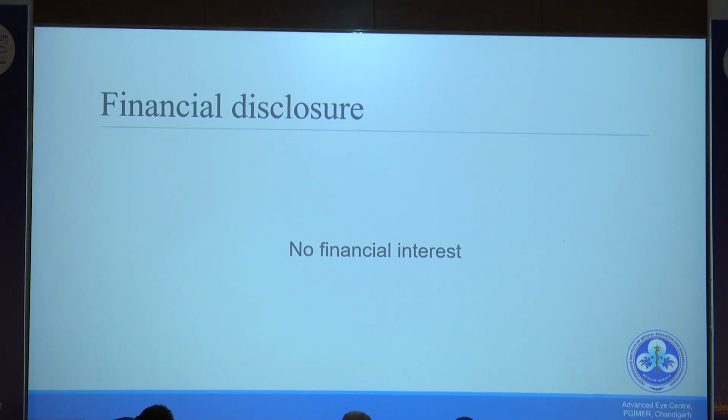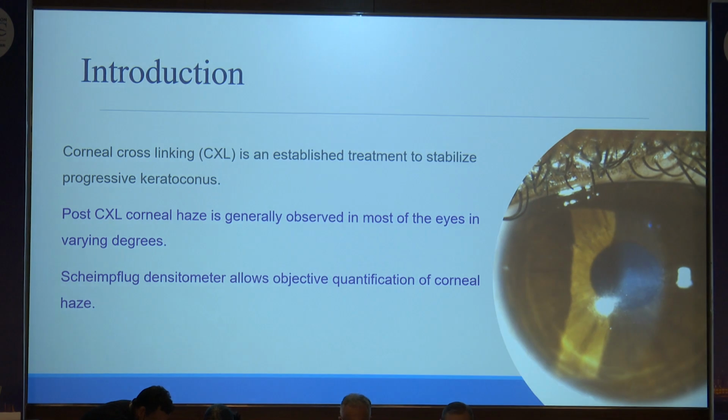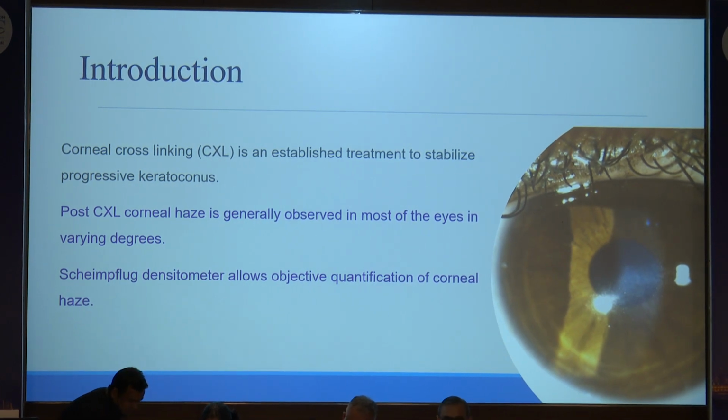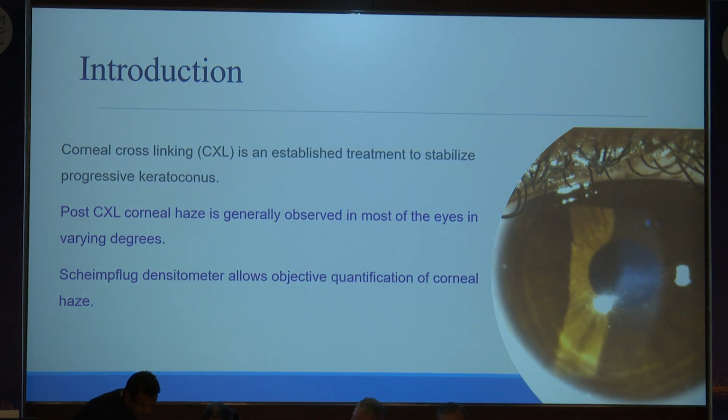There is no financial interest in our study. As we all know, corneal cross-linking is a most commonly practiced and established treatment to stabilize progressive keratoconus, and postoperative corneal haze is most commonly observed in up to 90% of eyes in varying degrees, which can be graded on slit lamp but is very subjective. So a Scheimpflug densitometer is available that allows objective quantification of corneal haze.